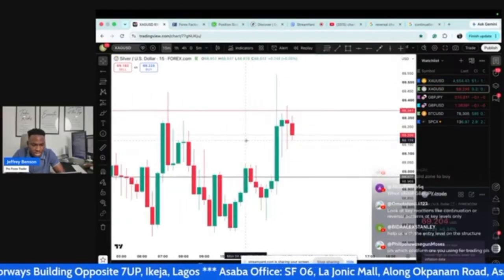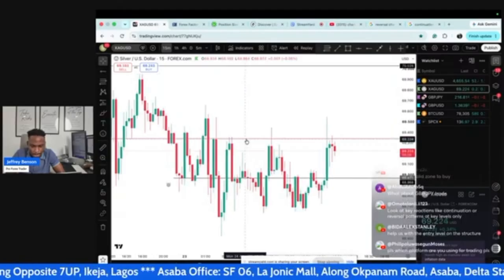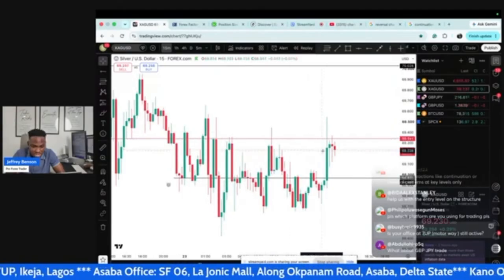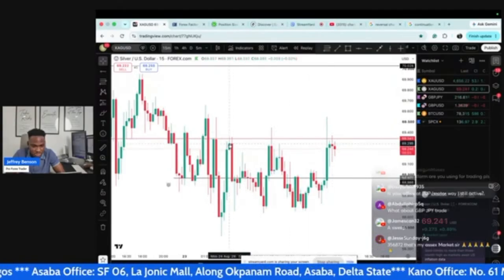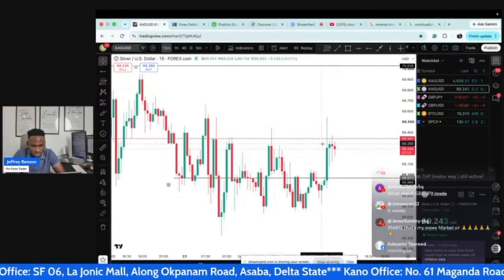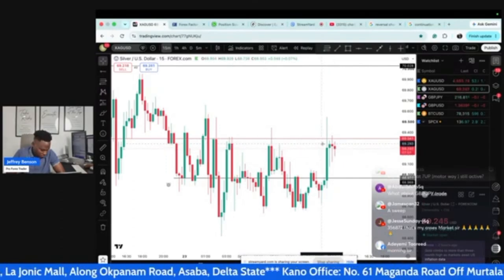On XAG, we have a pattern like this. Market is testing off at this point. Let's see if this happens.